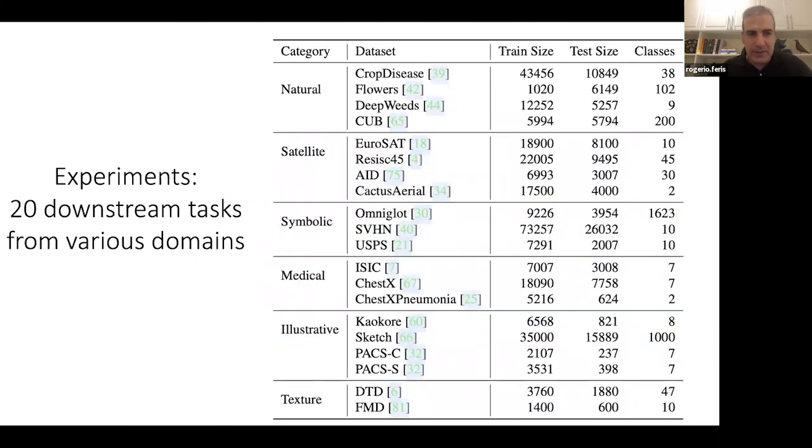Our experiments consist of 20 downstream tasks from various domains. We have natural images like flowers, satellite imagery like Eurosat, symbolic data sets like OmniBlot, medical data sets like iSeq, which is skin cancer, illustrative like Sketch, and texture like DTD, which is describable textures in the wild. We use 12 of these data sets as seen tasks for training, and 8 data sets for unseen tasks in the mode that I explained before.